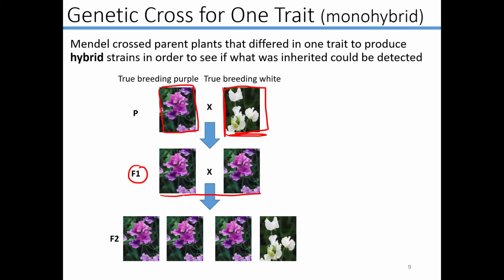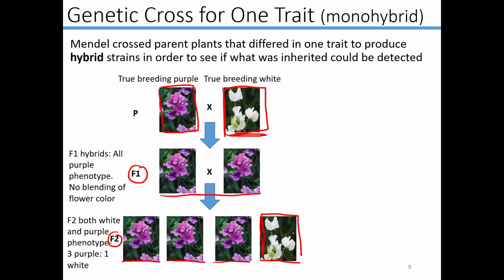And then again, when you cross these, you can see in our F2 generation, we have 1, 2, 3 purple flowers, and then we have 1 white flower. So you can see that this trait has reemerged. So how can these observations be explained?